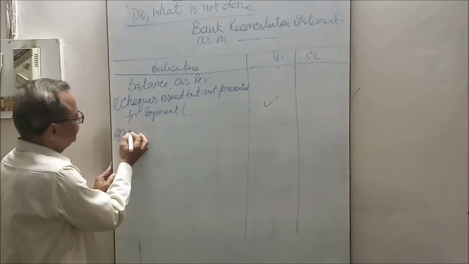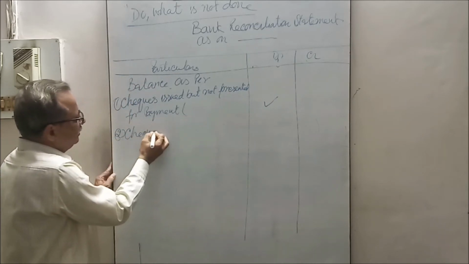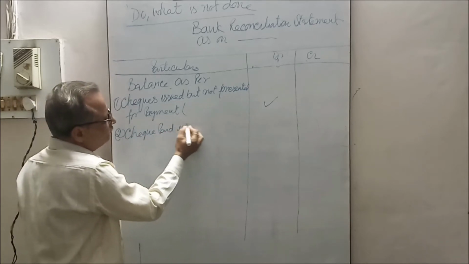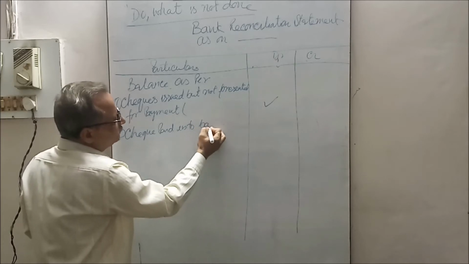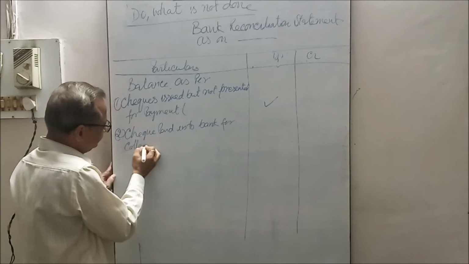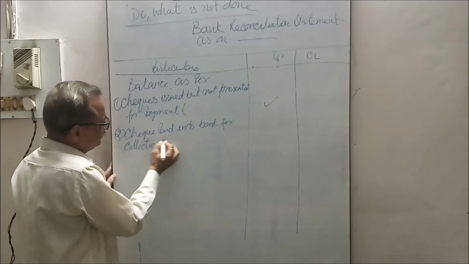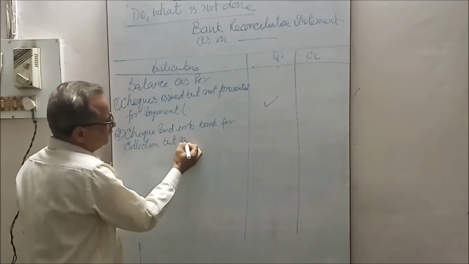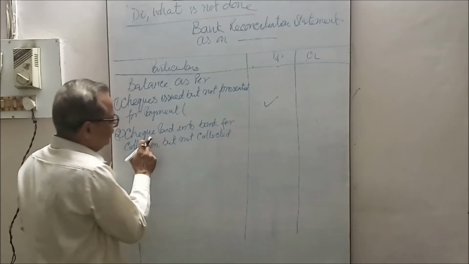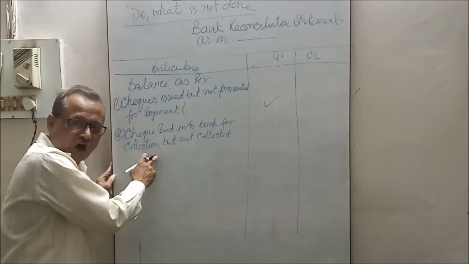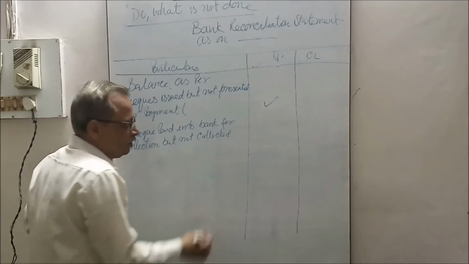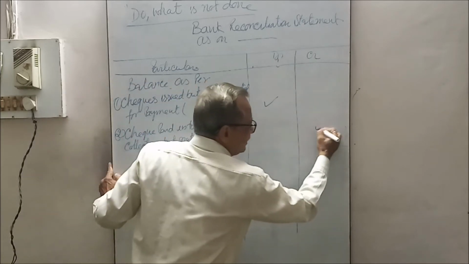Second, checks paid into bank for collection but not collected. That was debited in the cash book but not credited in the passbook. Not collected means not credited in the passbook. So what is not done? Not credited, so write it on the credit side.